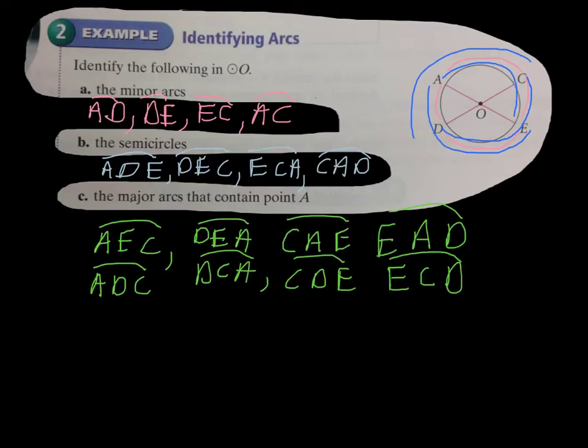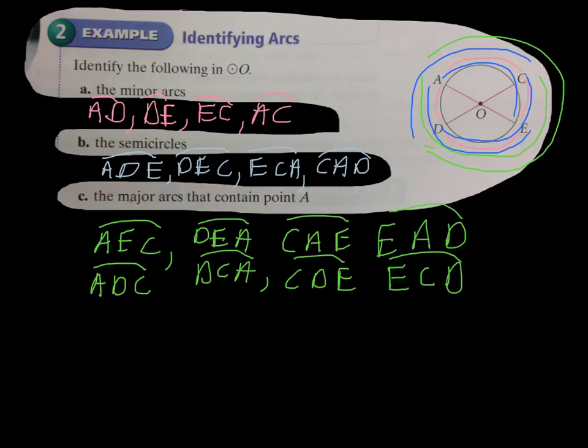Now let's take a look at the major arcs. Arc AEC would also be called arc ADC. Starts at A, goes through D and E around to C. Arc DEC starts at D, through DEA, DCA, same arc.